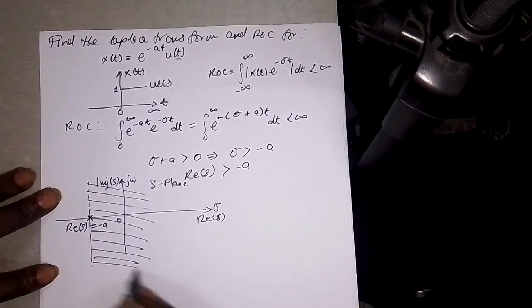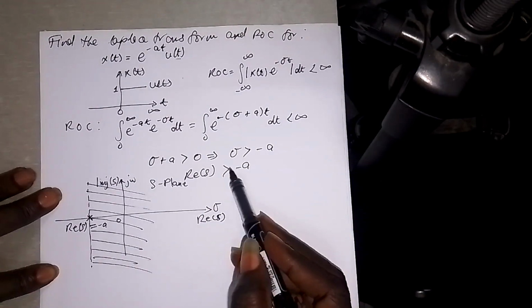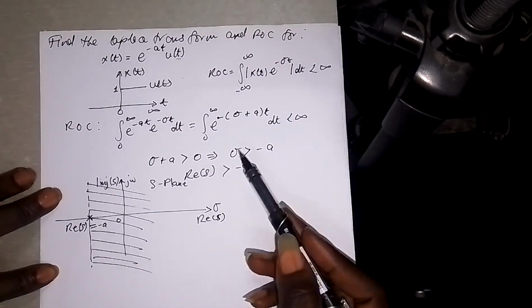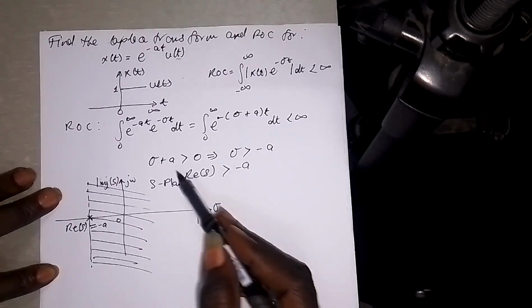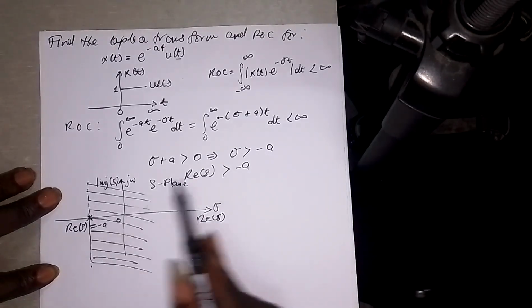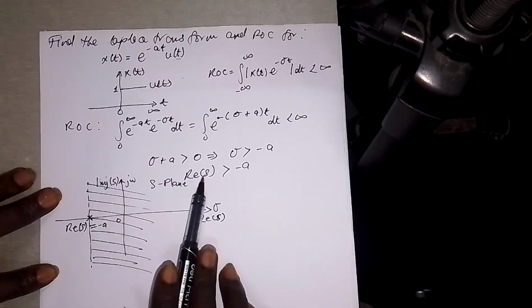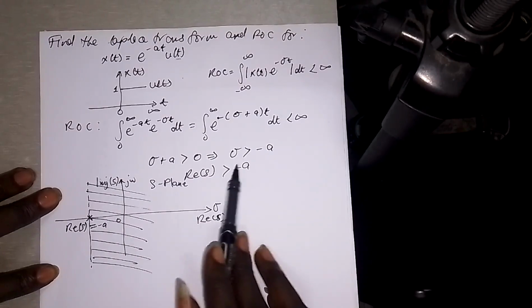Okay, this is going to be the direction of my plane. So basically, your plane is the real of S. The real of S is greater than what? The value of your real of X, the value for your real of S, is minus A. So that this real of S should be greater than minus A.